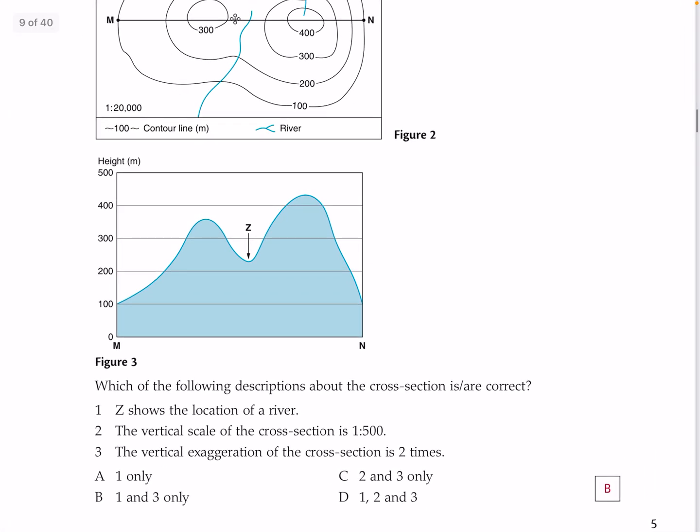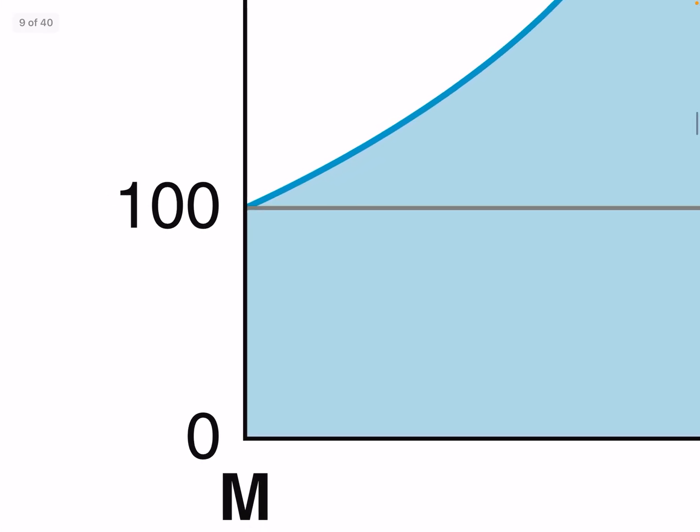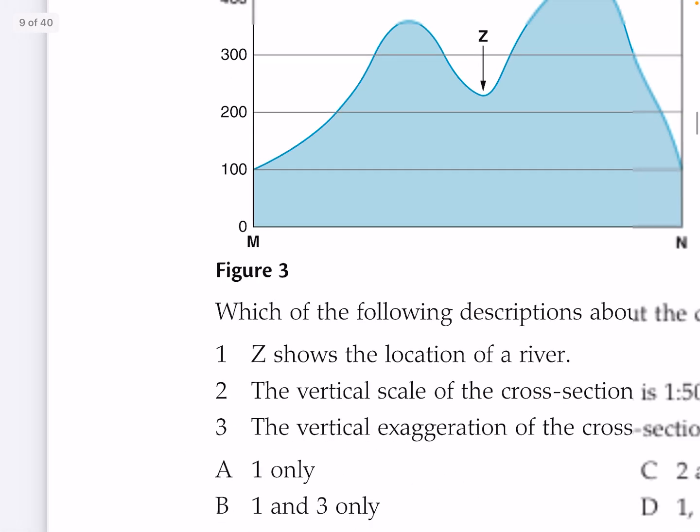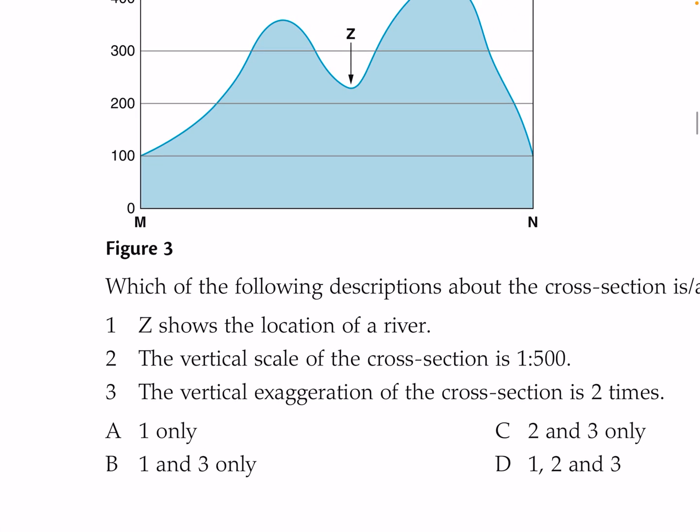Okay, the vertical scale of the cross section is 1 to 500 m. Okay, accordingly, it is wrong because right here you can see it is 1 cm to 100 m only, but not 1 to 500. So indeed it should be 1 to 10,000, but right now it's totally wrong as it is shown, 1 to 500. The vertical exaggeration of the cross section is 2 times.